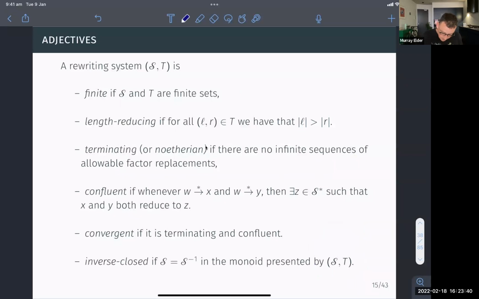And the last one is inverse closed if, when you create the monoid, the set of letters is actually equal to its inverses. So you could have a group where you've got a letter whose inverse is some long word. And so inverse closed is an extra restriction that I'm going to put on.